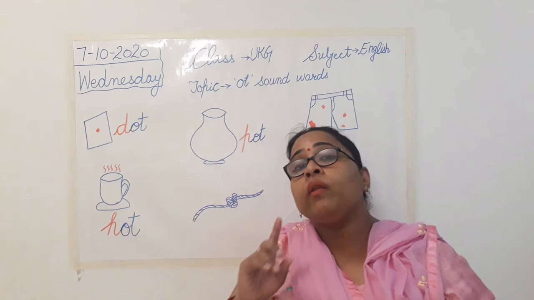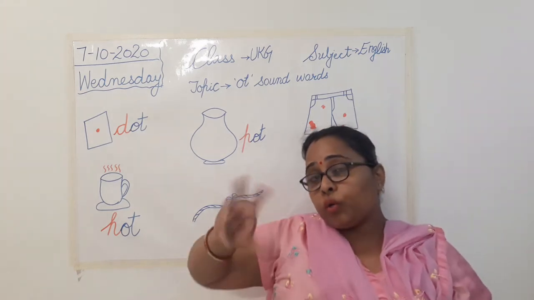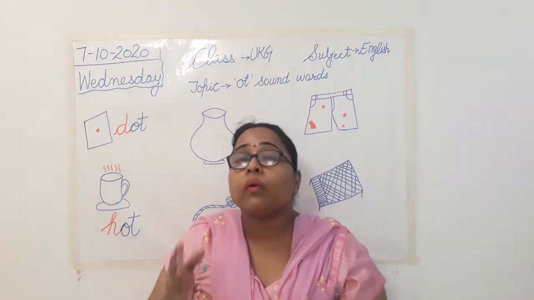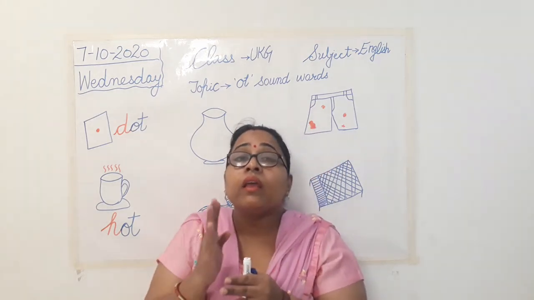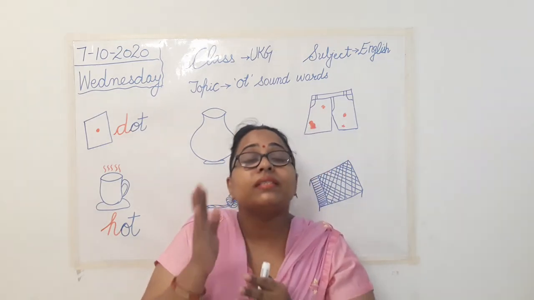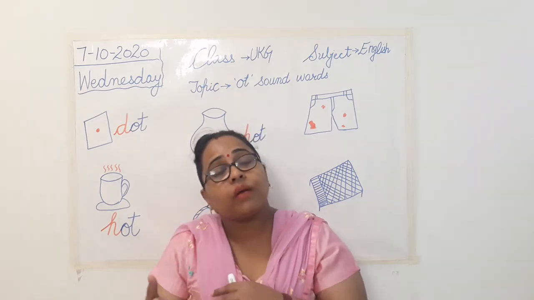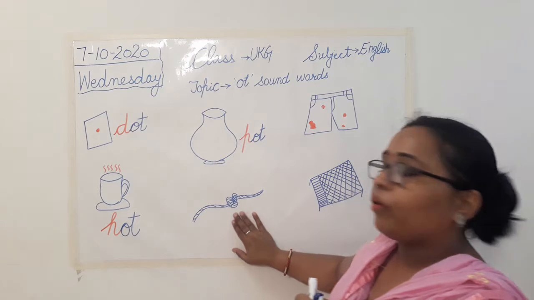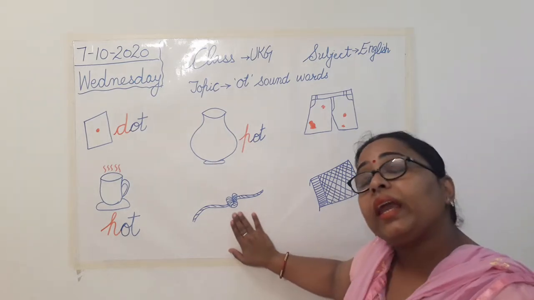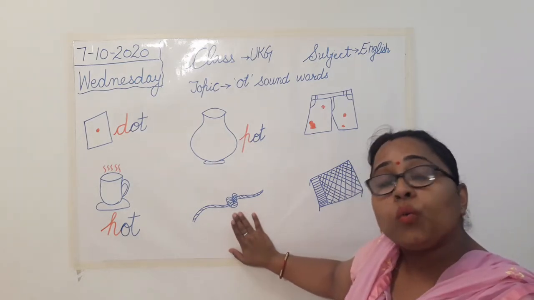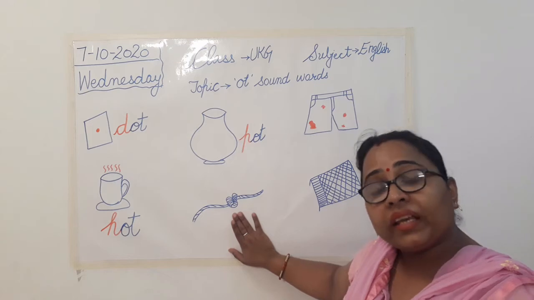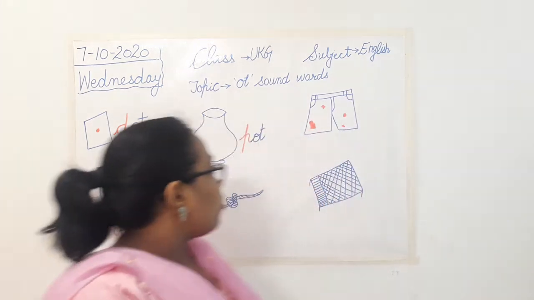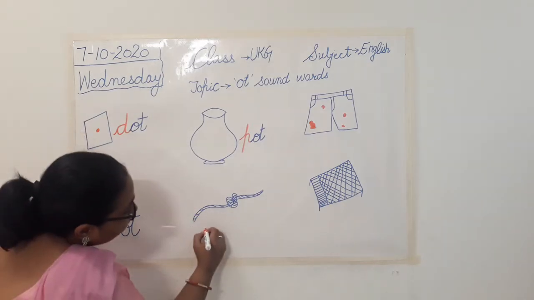As I told you in knob, you remember? Jo door ka handle tha, knob. In that how we wrote? K-N-O-B. So K is silent, but the sound is coming of alphabet N. Similarly here also, we will write K, but the sound will not come. Alphabet K is silent alphabet here. Clear? So let us see how we are going to write that.